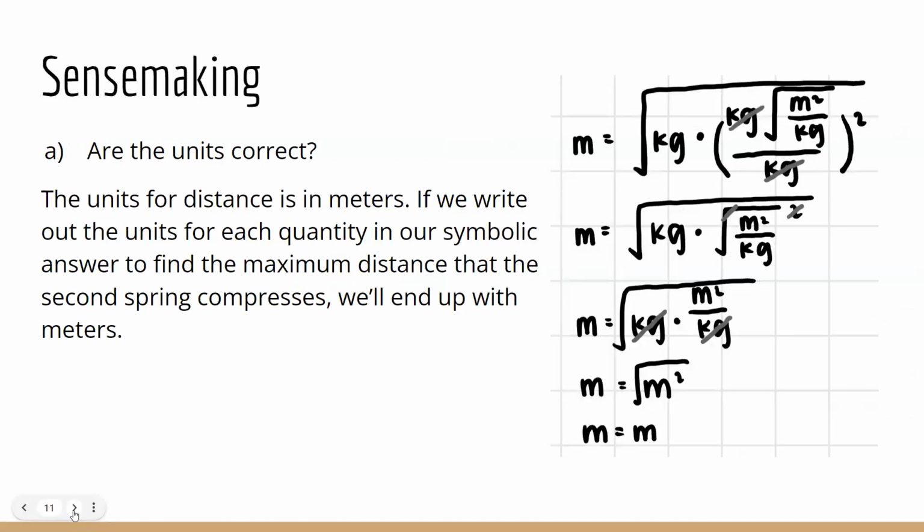Now we'll be making sense of our answers. So are the units correct? The units for distance is in meters. So if we write out the units for each quantity in our symbolic answer to find the maximum distance that the second spring compresses, we'll end up with meters, which we show on the right.